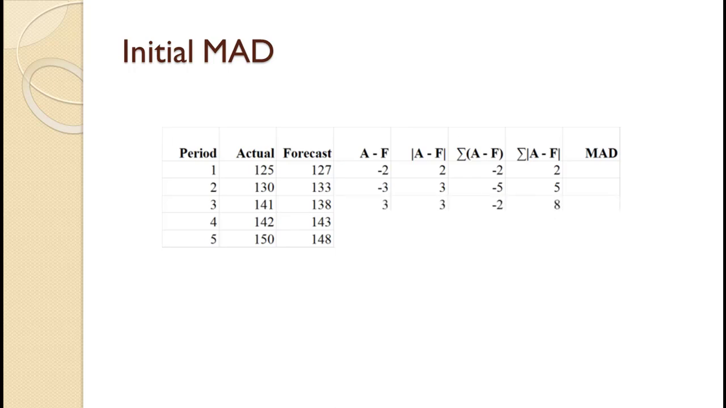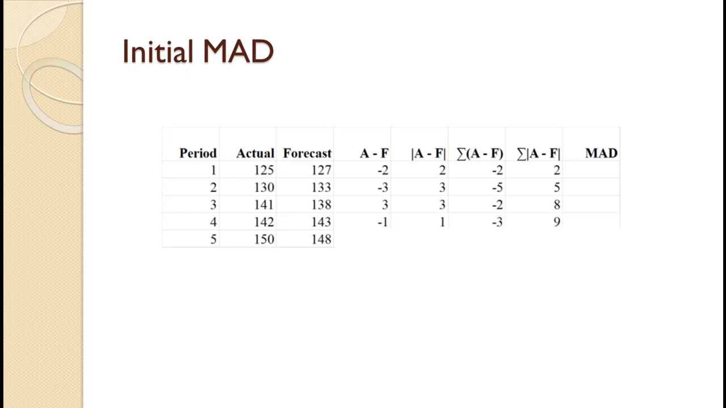For period 3, the actual of 141 minus the forecast of 138 equals 3. The absolute value is 3. The cumulative A minus F equals -5 plus 3 equals -2. The cumulative absolute value A minus F equals 5 plus 3 equals 8.